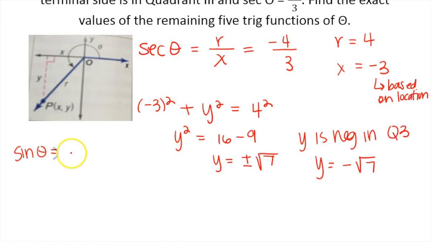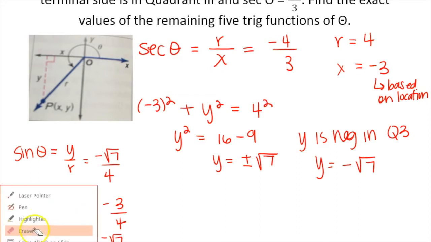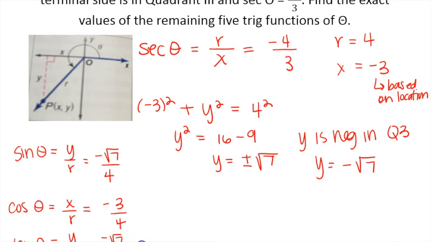So sine theta is going to be y over r, so negative square root of 7 over 4. Cosine theta, which is x over r, so it is -3 over 4. And tangent theta, which is y over x, so that is negative square root of 7 over -3, is what it should be, which is the square root of 7 over 3.